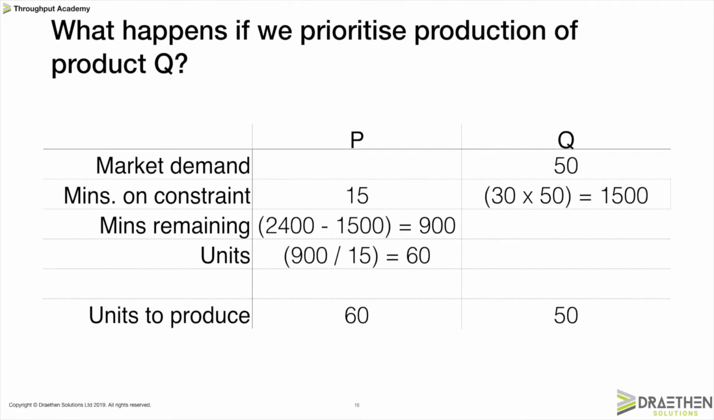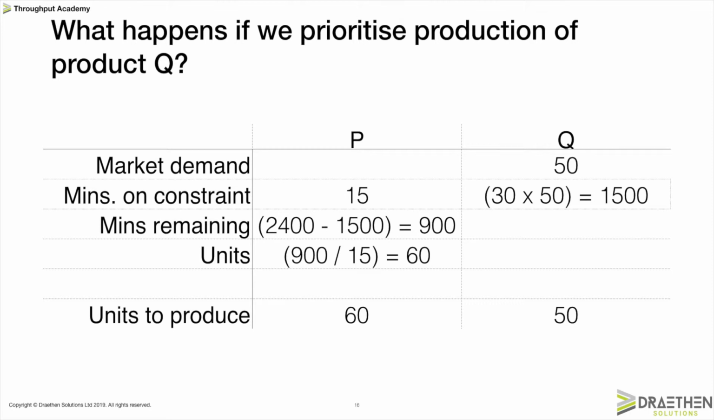We can calculate the production schedule from the data given to us in the experiment. We know how much time is required on the blue machine to produce 1 unit of Q, 30 minutes. We know the total demand, 50 units, and if we multiply the two of them together, we get 1,500 minutes of total time required to produce all of the demand for Q on the blue machine.